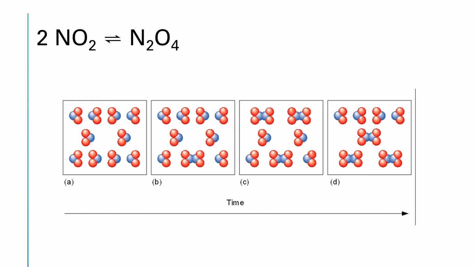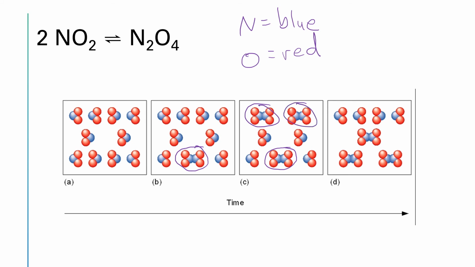Remember, our standard color coding is that nitrogen molecules are blue and oxygen molecules are red. So we have NO2 molecules exclusively in box A. And then in box B, two of those molecules have stuck together to form N2O4. In box C, we're now up to three molecules of N2O4 as some of these NO2 molecules have stuck together.